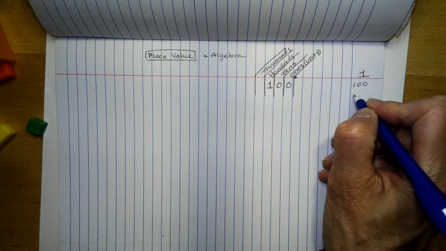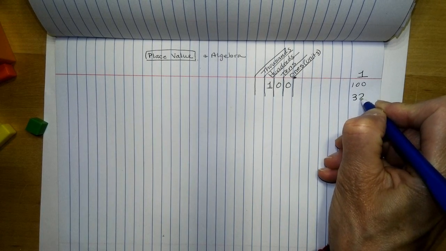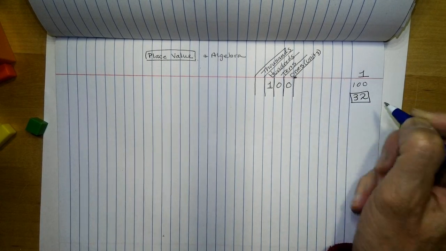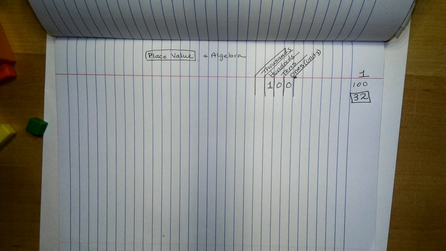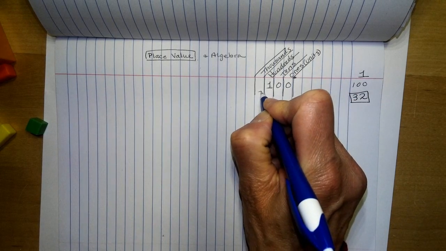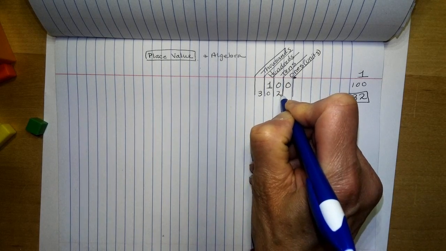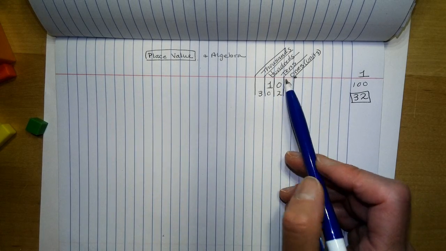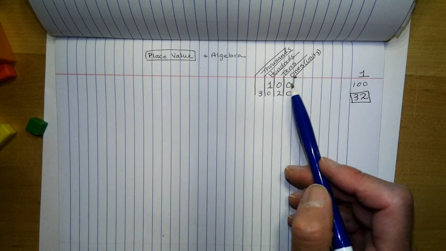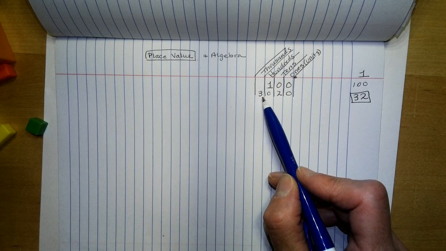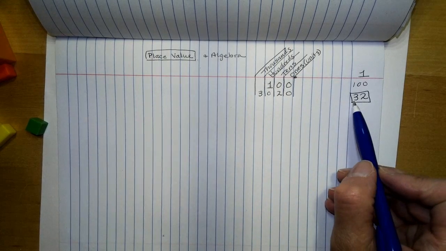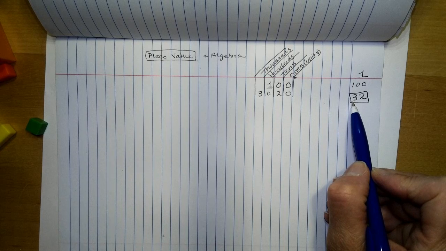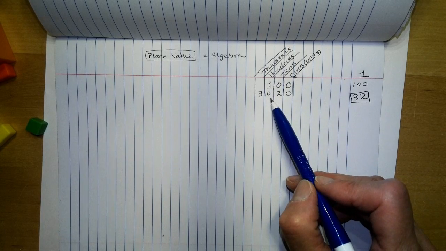So what if I were to tell you this? And I were to say, what number is that? You would say, well, that's 32. And I would say, no, that's the number 3020. So what I'm trying to show you is place value is important because $3,020 is much better than $32. So these place values are very important.